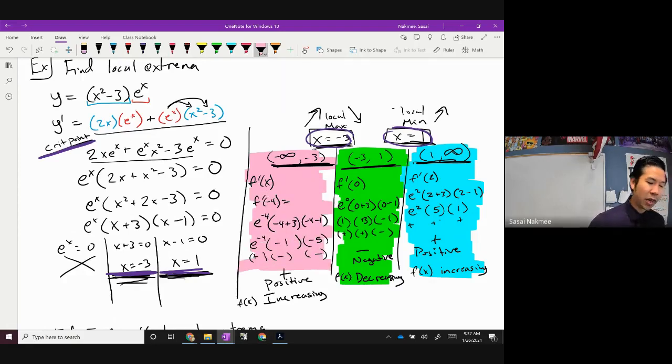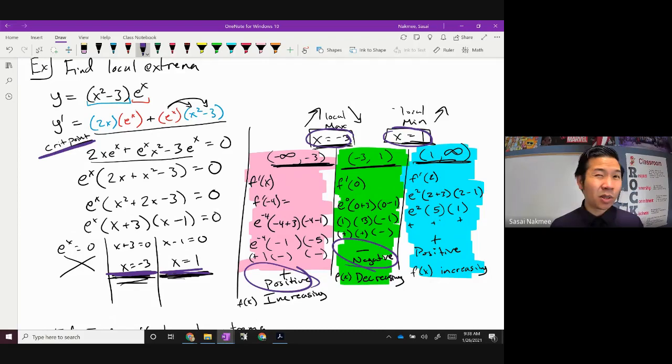So the more critical points you have, the more intervals you'll have to deal with. If you only have one critical point, you'll have two intervals, one above and one below. If you have two critical points, you have three, and so on. It all depends on how many critical points you're dealing with. Once you have those intervals, we just test a number in each interval and see if the number that comes out is positive or negative, and that determines if the function is increasing or decreasing.